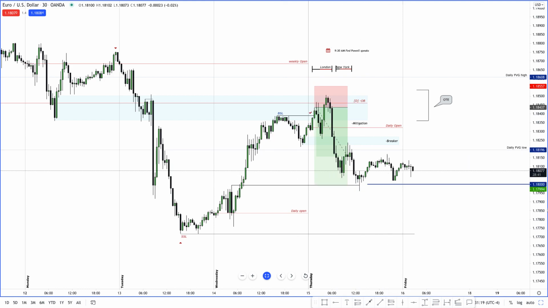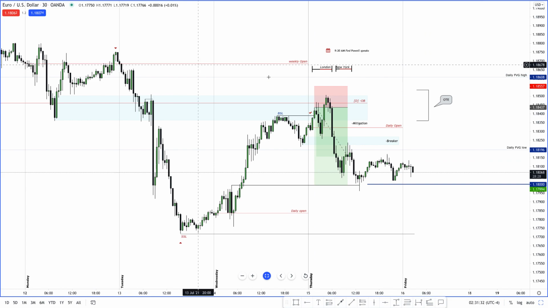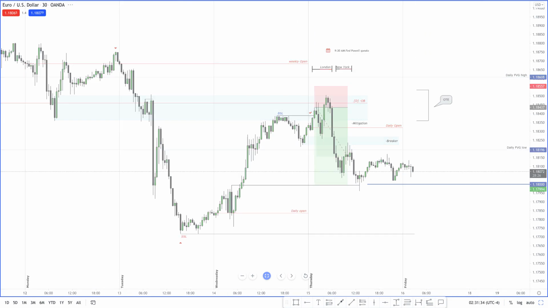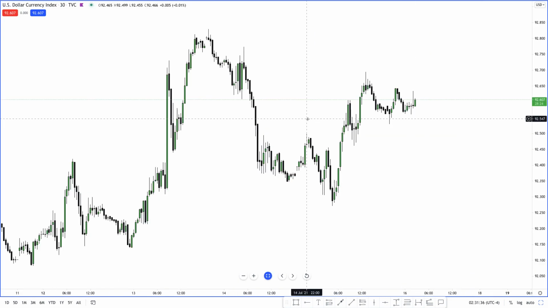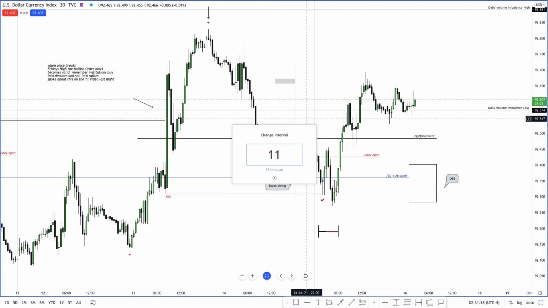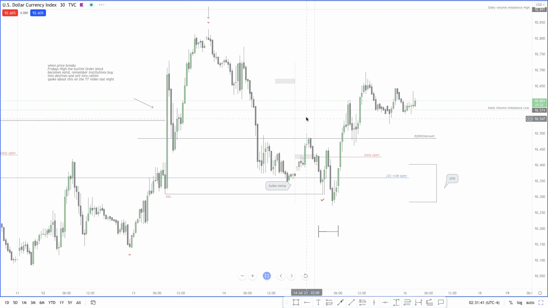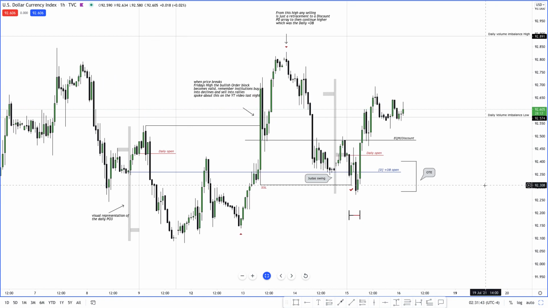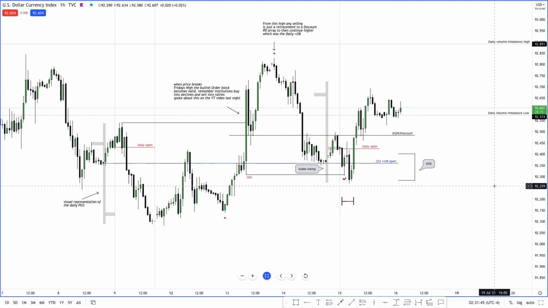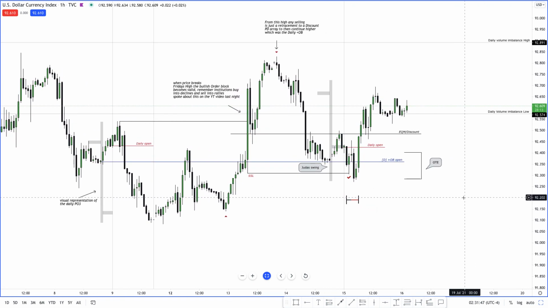Okay, so that was the setup I was looking at, and that's the setup I took on EURUSD. I still expect it to go lower. We do have high impact news today later in New York session, so we're going to see what happens. Okay, so that's the setup on EURUSD. Now I'm going to show you guys on DXY what I was looking at. Okay, so let's go to the 1 hour time frame. Okay, so the 1 hour time frame on DXY.